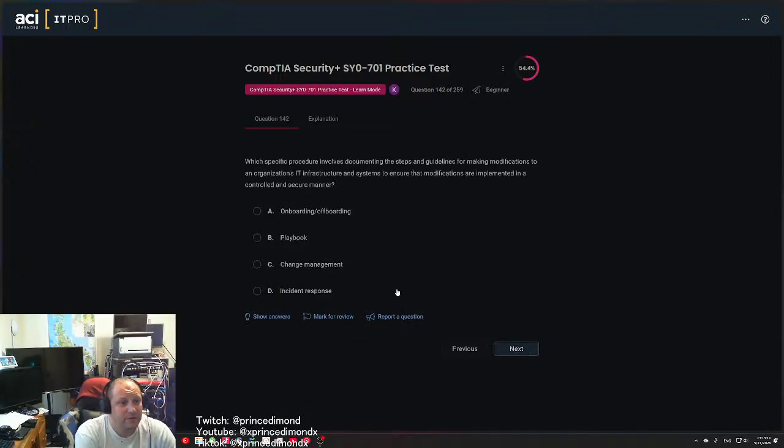Which specific procedure involves documenting the steps and guidelines for making modifications to an organization's IT infrastructure and systems to ensure that modifications are implemented in a controlled and secure manner?